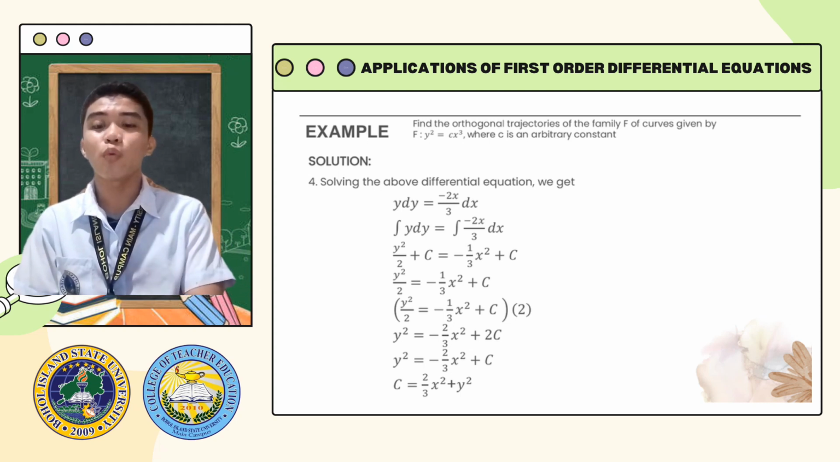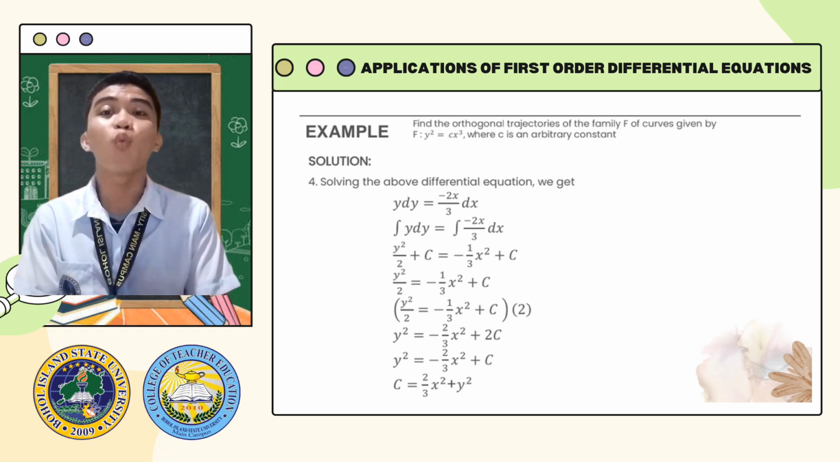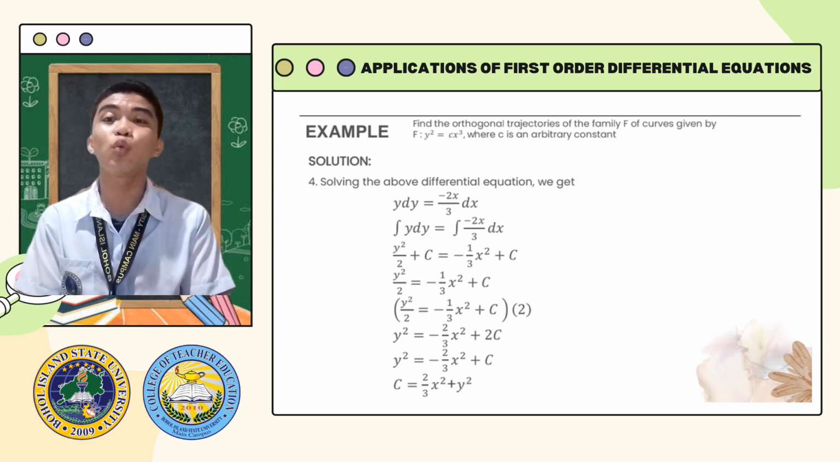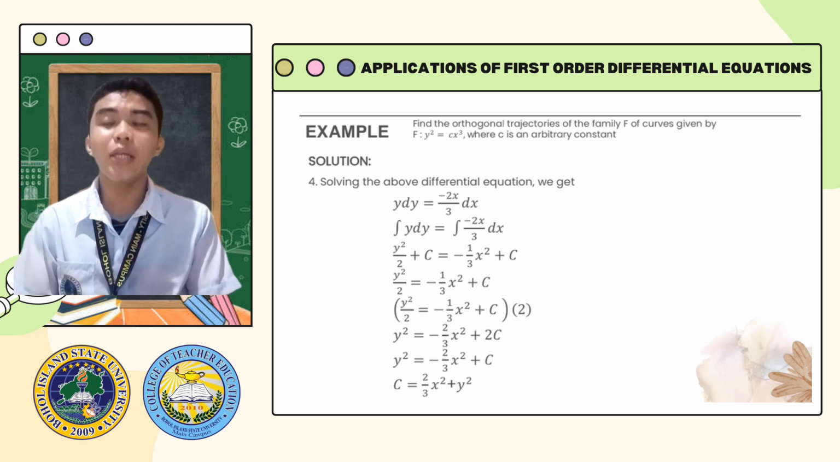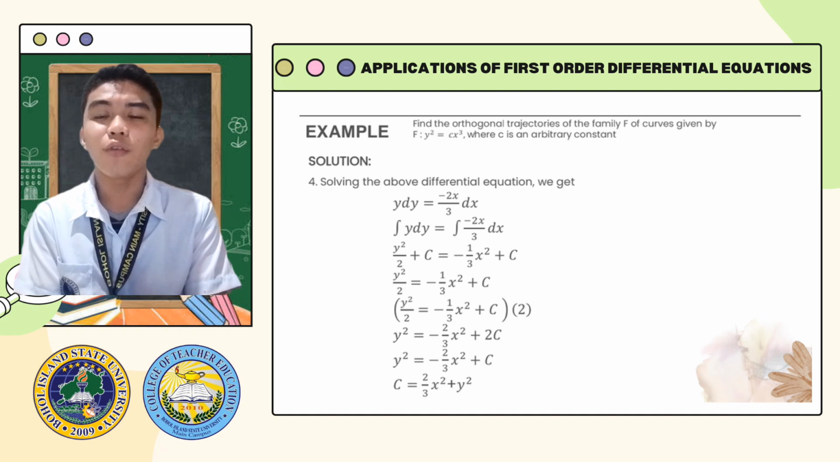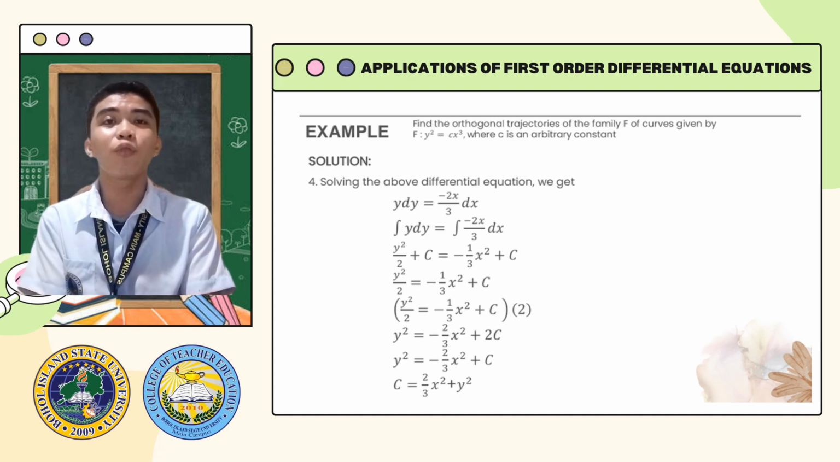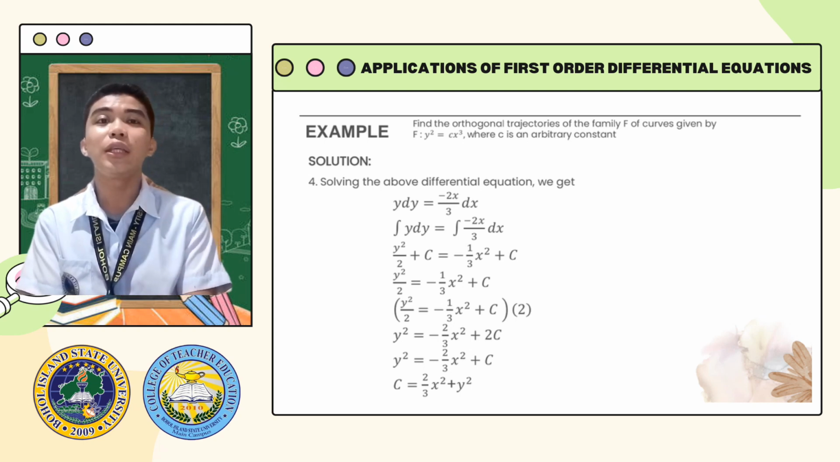So next, we will separate the differentials and then multiply both sides of the equation by y. So we get y dy is equal to negative 2x over 3 times dx. Next, we will integrate the left-hand side of the equation with respect to y, and then the right side of the equation with respect to x. So we get the integral of y dy is equal to the integral of negative 2x over 3 dx.